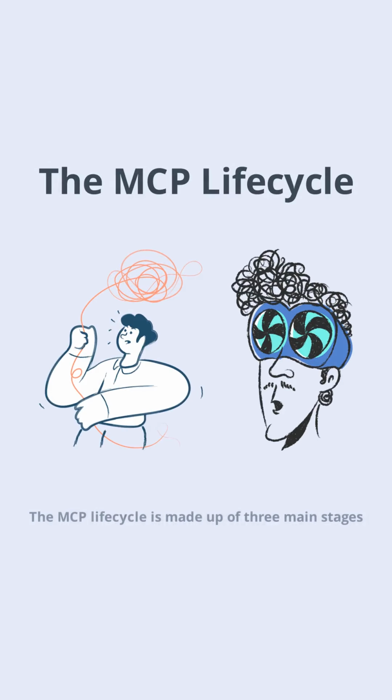The MCP lifecycle is made up of three main stages: initialization, normal operation, and shutdown. It all begins with initialization, where the client and server perform a handshake, like two people making sure they speak the same language and agreeing on what they can do together. Only after the handshake can real communication start.